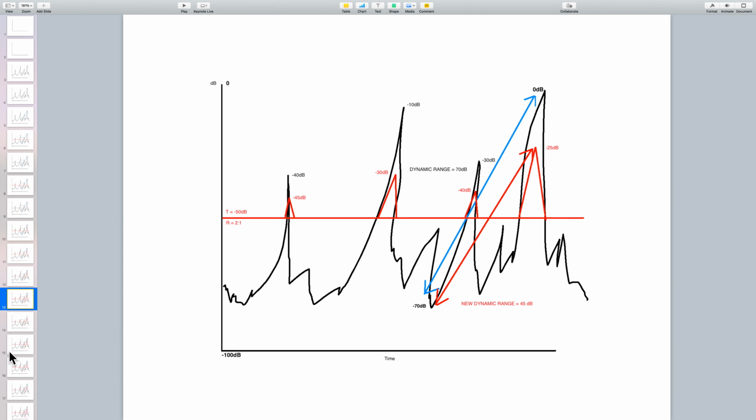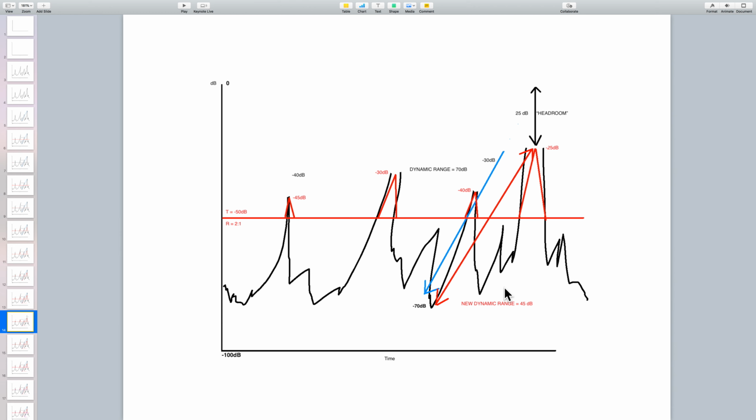But now after compression, because this peak is down to minus 25, we've got 25 dB of headroom, right? That means we can turn all this audio up, everything, these peaks and this stuff down here that was below the threshold. And this is the magic of compressors, right?